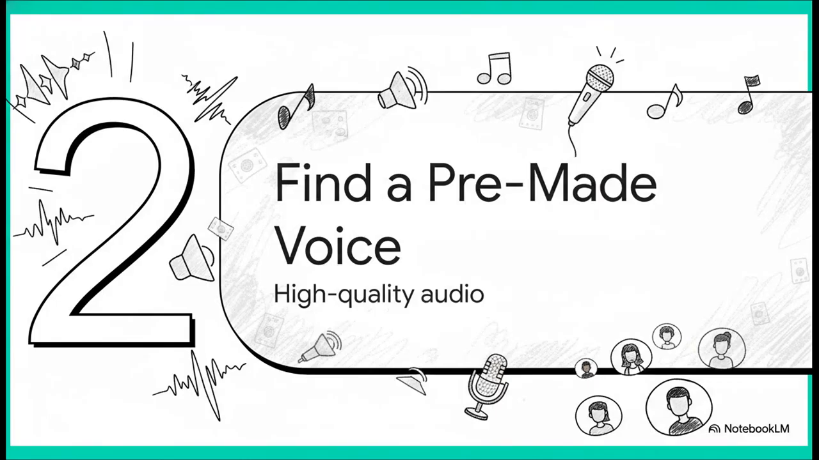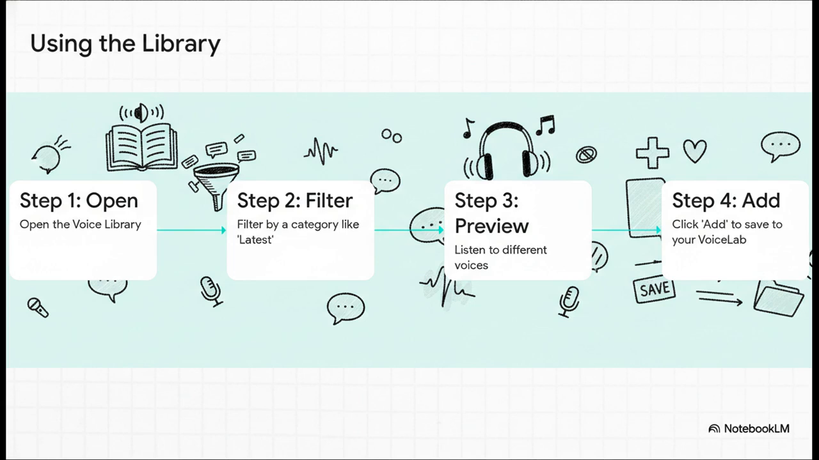Okay, let's get our hands dirty. The fastest way to get started is to jump into the voice library. It is absolutely loaded with hundreds of professionally made voices that are ready to go right out of the box. And the whole process is incredibly simple. You just open the library and you can start filtering by things like gender, age, or accent to find what you're looking for. You can preview a few to hear how they sound, and when you find one you love, just click Add. Bam! It's saved right to your personal voice lab, ready for any project.